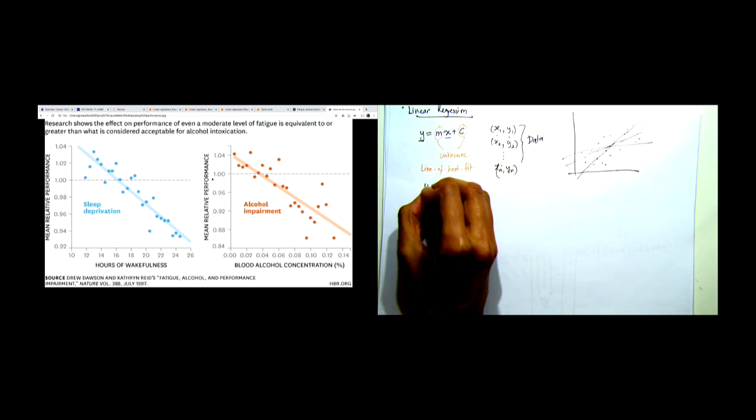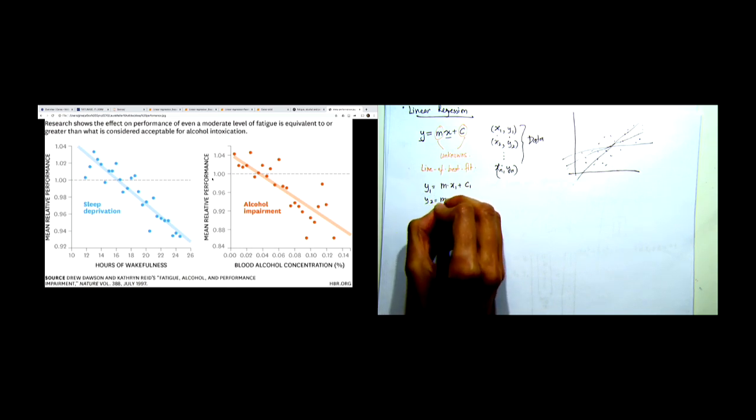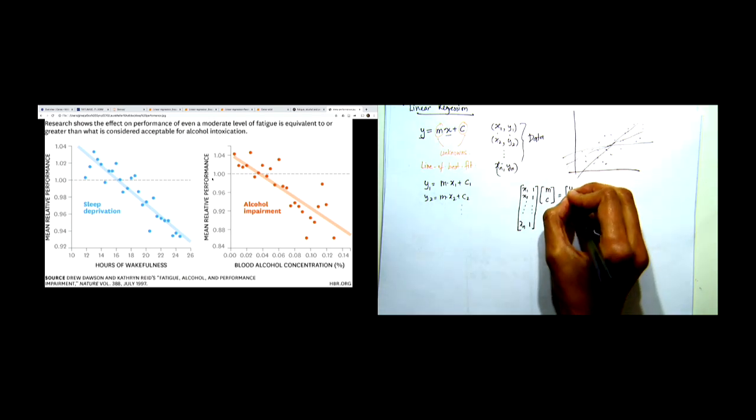Right? So now I can say, well, y1 is equal to m times x1 plus c1. y2 is equal to m times x2 plus c2, and so on. I can make now a vector of my unknowns, which is m, c. And I can write this again as a matrix equation where the first column here is x1, x2, xn. The second column here is going to be a column full of ones. And this is going to be equal to y1, y2, all the way up to yn.